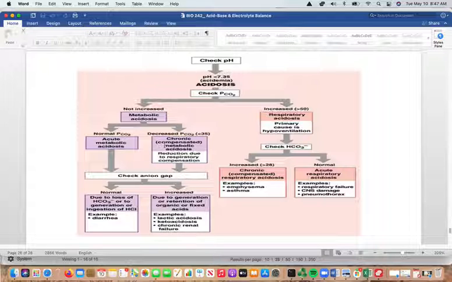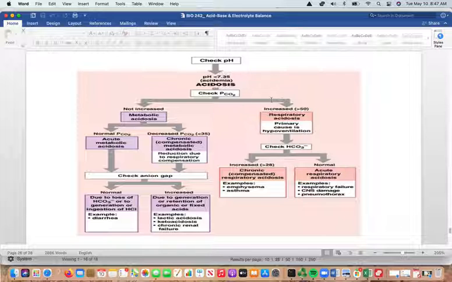So it's respiratory compensation. You check the anion gap. If it's normal, it's due to loss of bicarbonate or generation, indigestion. So some examples could be diarrhea. If it's increased, some examples could be lactic acidosis, ketoacidosis, chronic renal failure.